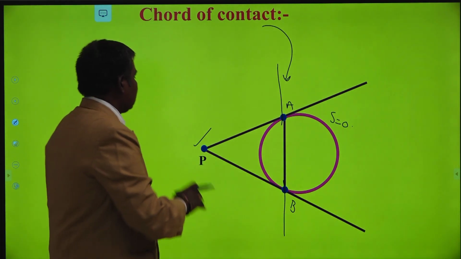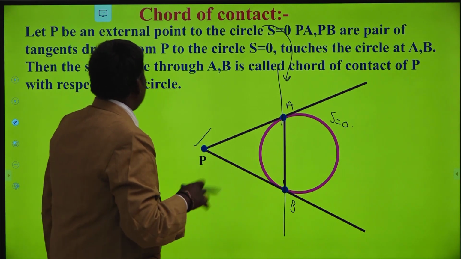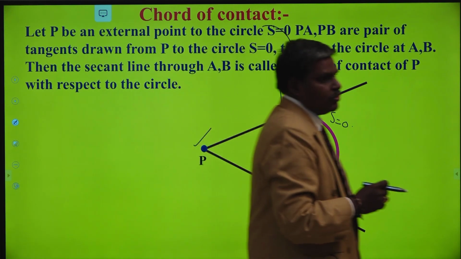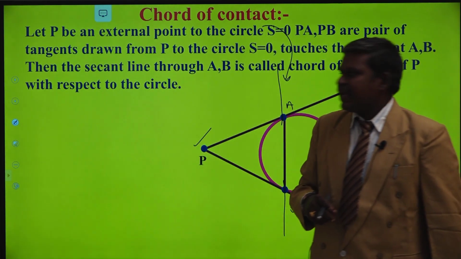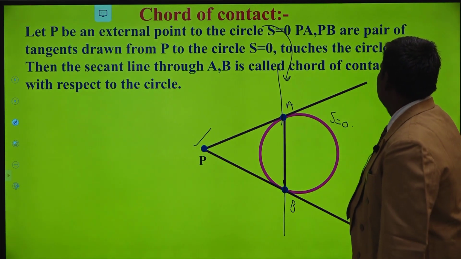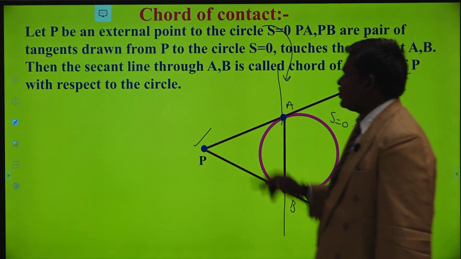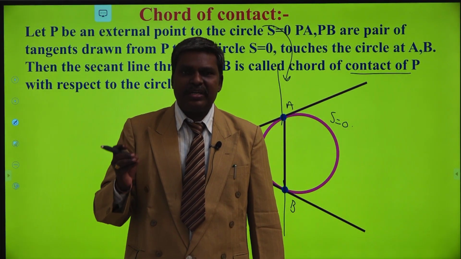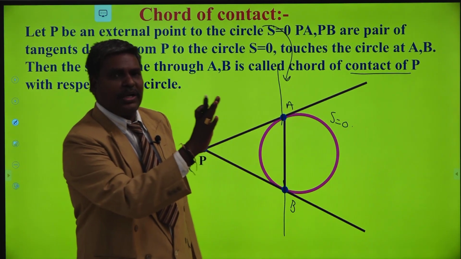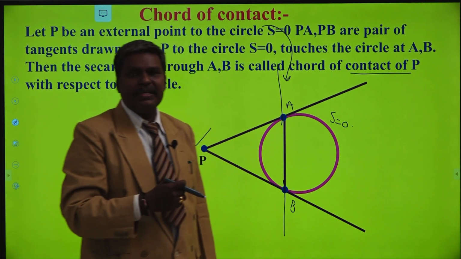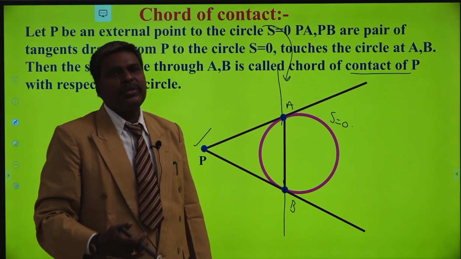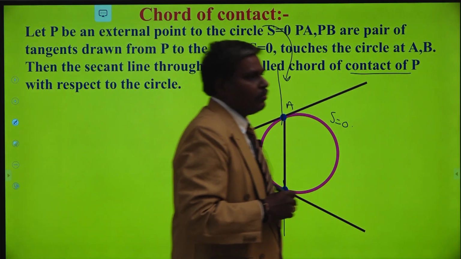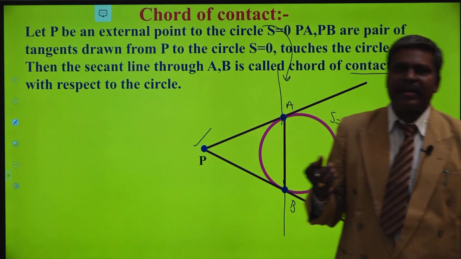Very simple experiment. That is, the point P is an external point to the circle S equals 0. PA and PB are the pair of tangents drawn from P to the circle, touching the circle at A and B. Then the secant line through A comma B is called the chord of contact of P with respect to the circle. This is the definition of the chord of contact. Understand? So your point must and should be outside. It is a very simple experiment. Draw the tangents through that point, touching the circle at 2 points A and B, say. The secant line through A comma B to the circle is called the chord of contact of point P with respect to the circle. With the definition, you are immediately in a position to find its equation.